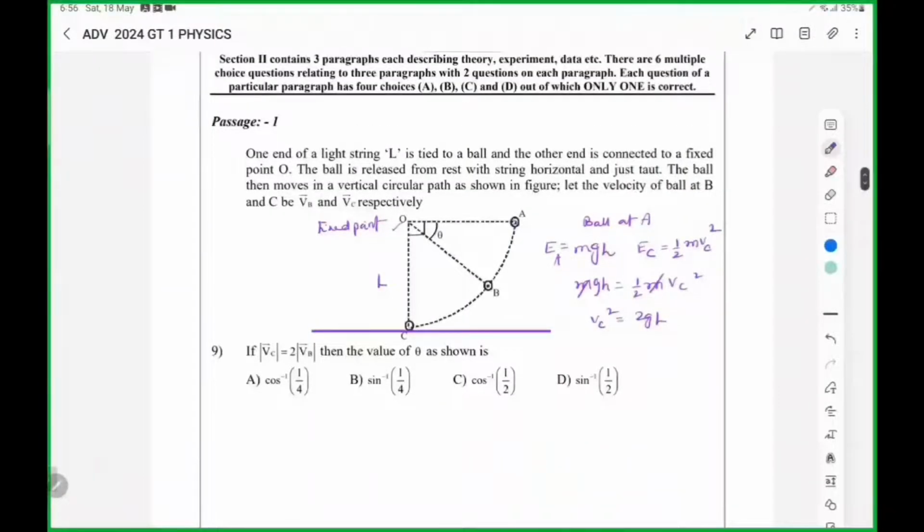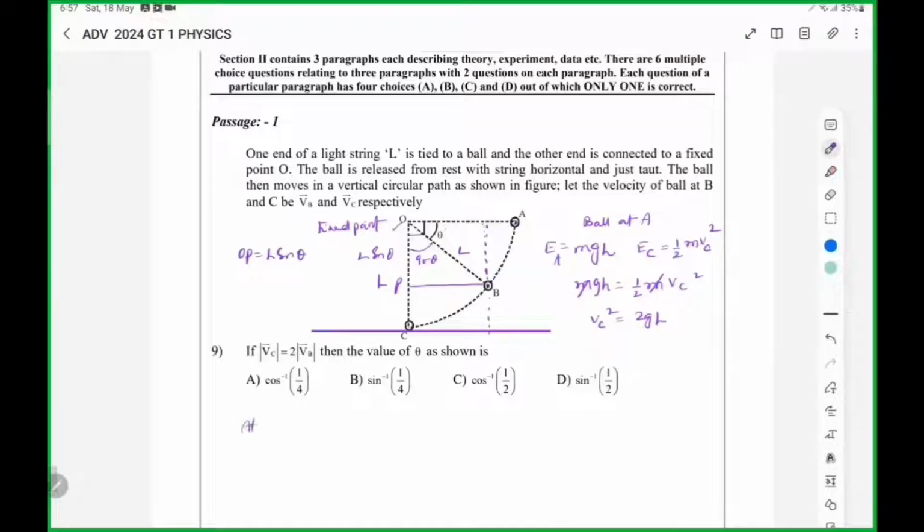So now another point is when the ball reaches the point B. At what height is the position of the ball with respect to the reference level? The angle is theta, so it is 90 minus theta. Here this one is L. It is OP, which is L sin theta.